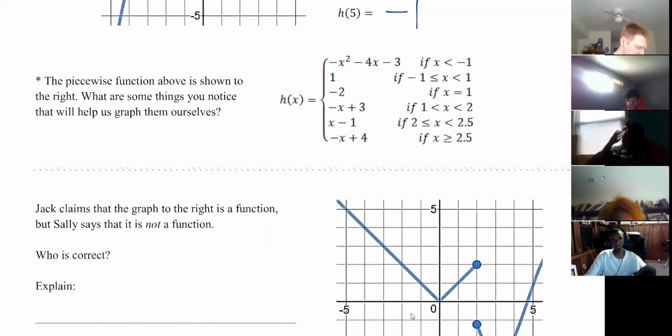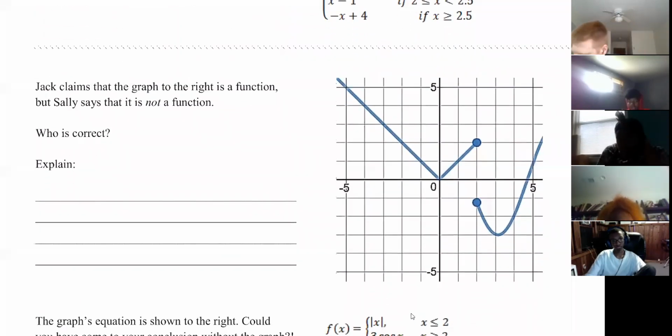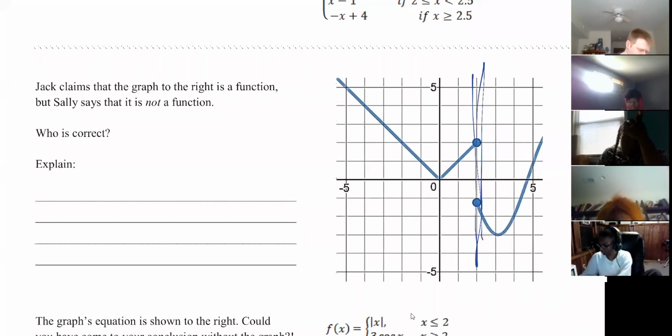is we're going to try and graph these by ourselves. I guess we'll do this quick. It says Jack claims that the graph to the right is a function, but Sally says that it is not a function. Who's correct? So is this a function to the right, this piecewise? Does it pass the vertical line test? No. So Sally is correct. Instead of writing it out, you could say Sally's correct.